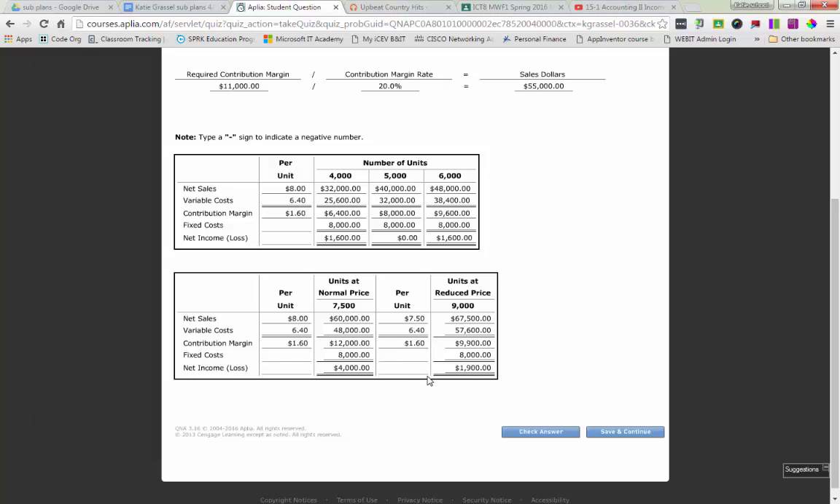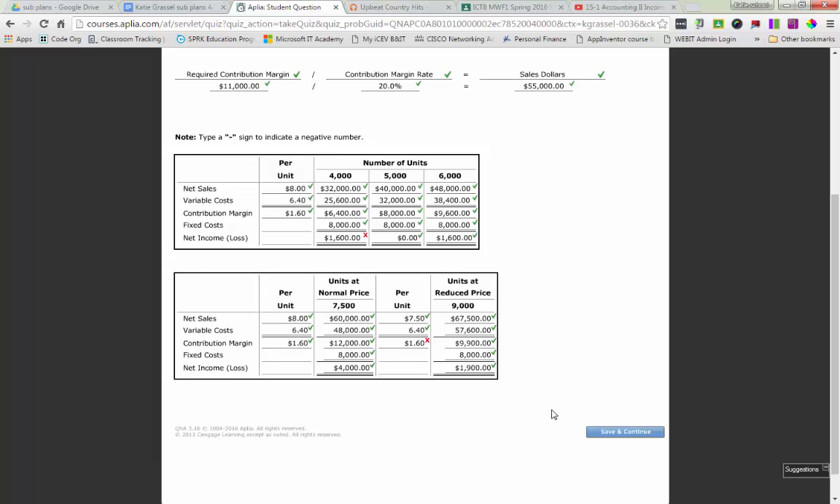That's why we go through and take a look at our planned net income and try to determine what would be the best option for us. Take a look and see how we did on this one.